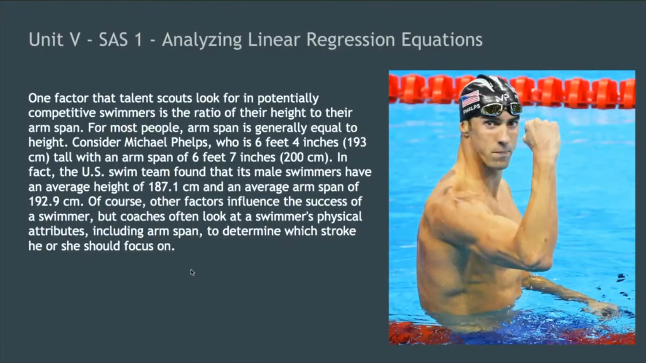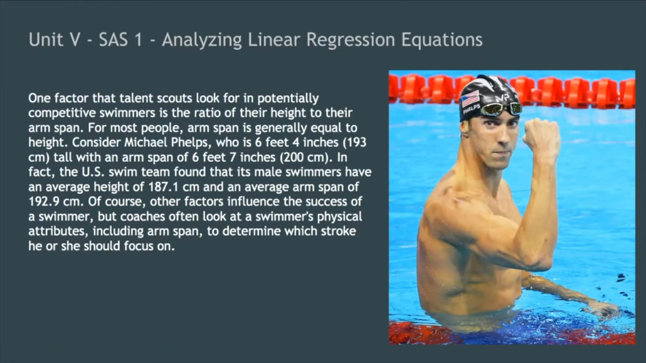One factor that talent scouts look for in potentially competitive swimmers is the ratio of their height to their arm span. Most people's arm span is generally equal to their height, or a 1-to-1 ratio. But Michael Phelps, who's 6 foot 4 inches tall, has an arm span of 6 feet 7 inches. That's a 3-inch difference. In fact, the U.S. swim team found that its male swimmers have an average height of 187.1 centimeters and an average arm span of 192.9 centimeters.